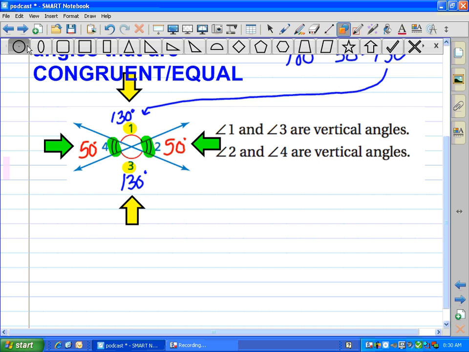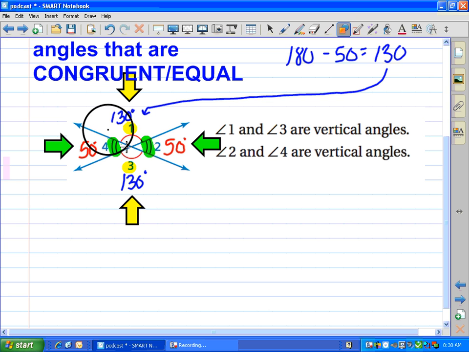Also, another trick you can use on these guys, if I put a circle in here, all four angles will form a complete circle. A circle has a total of, excellent job, 360 degrees. If you add 130 and 130, it gives you 260. 50 and 50 gives you 100. 100 plus 260 gives you 360. It adds up to 360, or a complete circle.